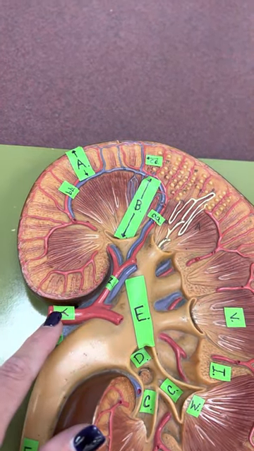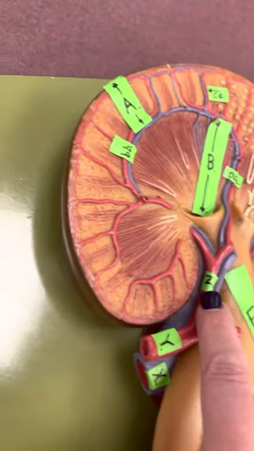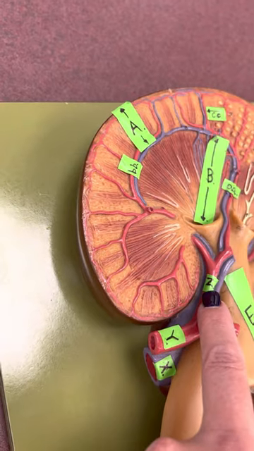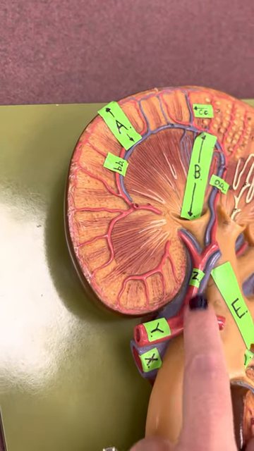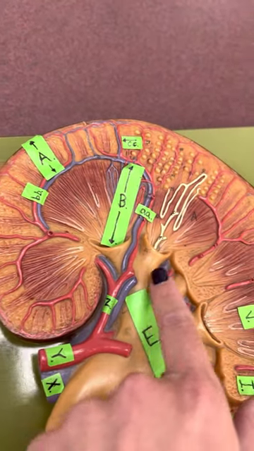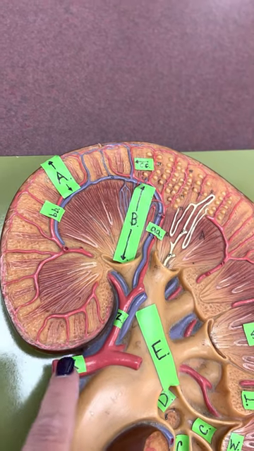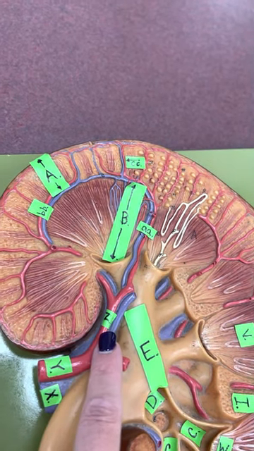Now once you get into the renal artery, I don't know if you can see very well, this is a letter Z, it's not an N. This is called a segmental artery. So it's going to break into segments. So here are some segmental arteries. So the renal artery breaks into segments.